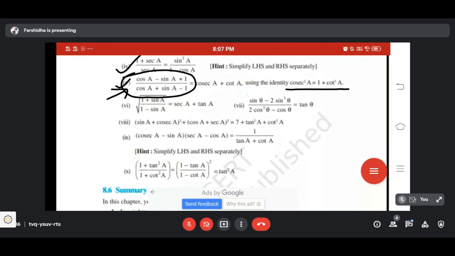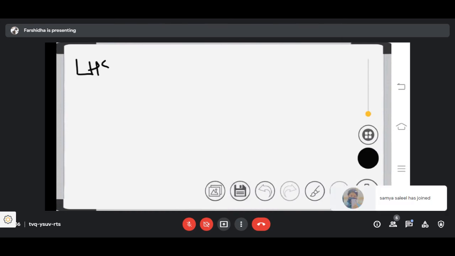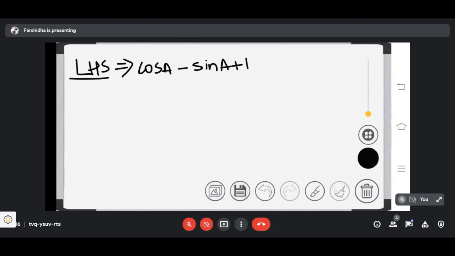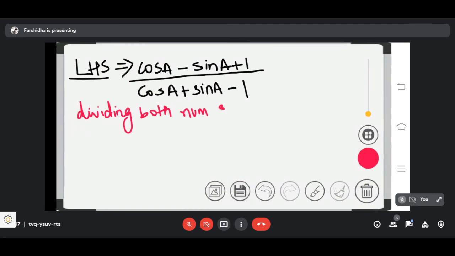So if you want to change it into cosec and cot, we need to divide all the terms by sine. See, cos by sine is cot. 1 by sine is cosec. Then only we'll get cot and cosec. So first step will be dividing all the terms by sine A. So taking the LHS first. LHS is cos A minus sine A plus 1 divided by cos A plus sine A minus 1. Then write dividing both numerator and denominator by sine A.